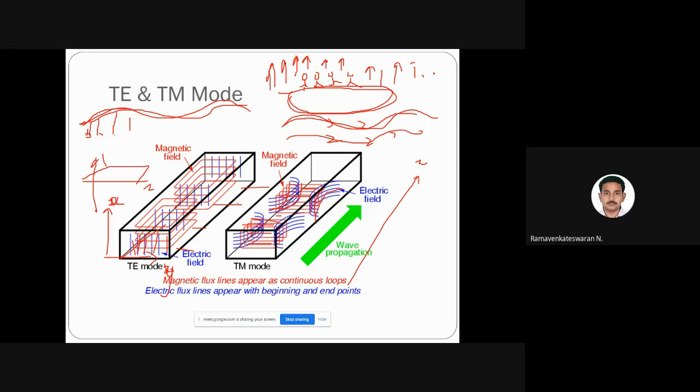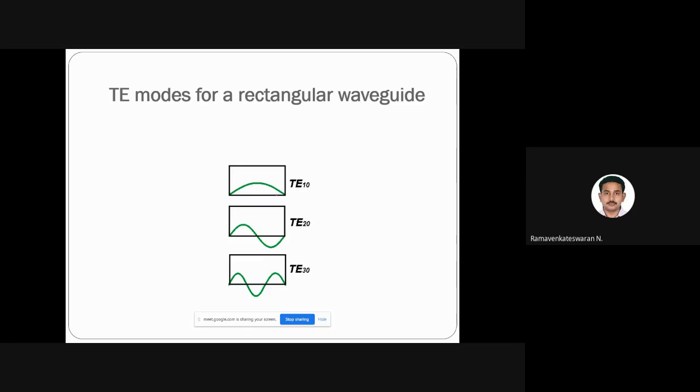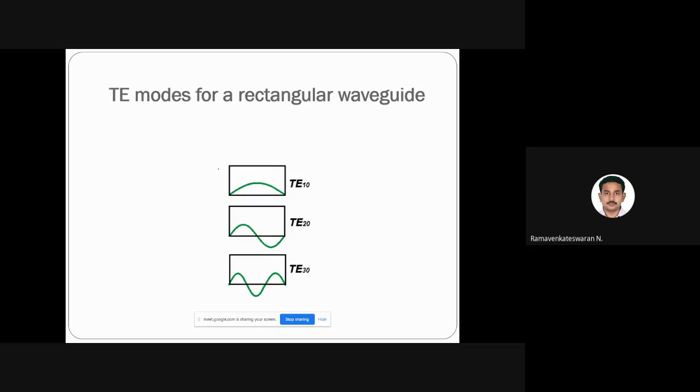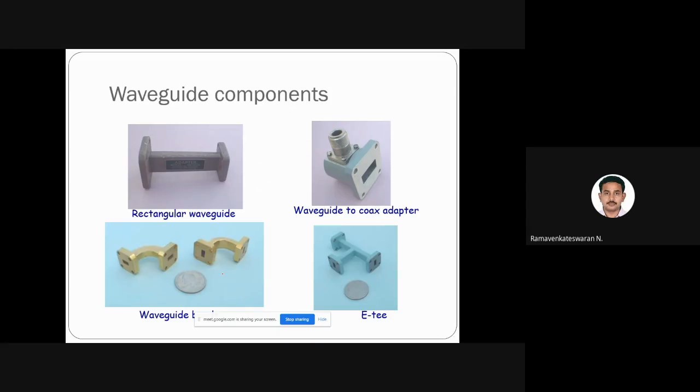Okay, so come to the derivation part. This is how it will propagate in the different modes. And one more thing is, for each TE or TM there will be a different mode. The mode actually looks like this. We have a half wave, a full cycle or 1.5 cycles. Okay, so these are the different waveguides. These are also in the lab.